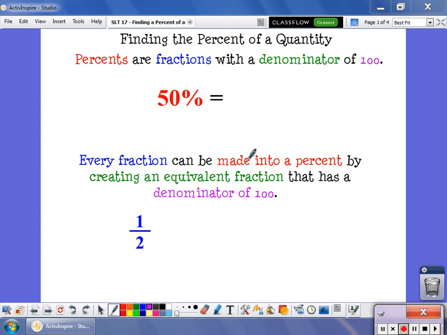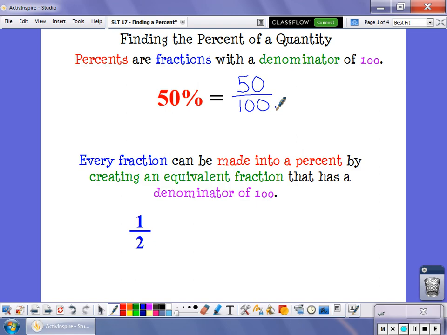Percents are fractions with a denominator of 100. We can use this information to help us turn any percent into a fraction. So for example, 50% can be written as a fraction if I take that 50 and give it a denominator of 100. Remember, percents mean per 100, so it's like out of 100. 50% is 50 out of 100.